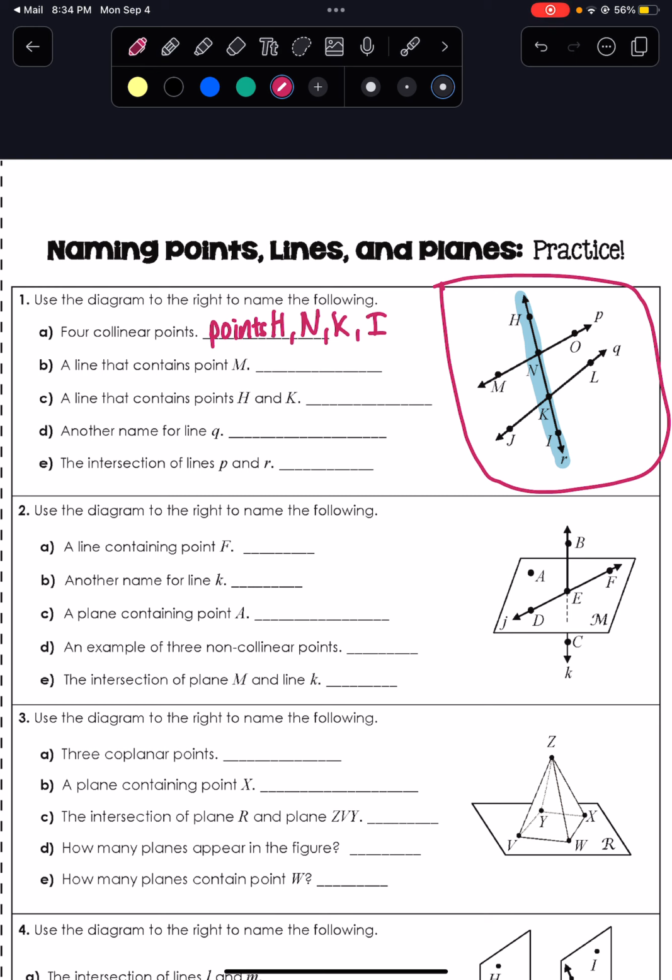Okay. Next question is what line or a line that contains point M? So what I'm going to do is find point M. I'll ask, all right, what line is this lying on? The line I see it's lying on is this one. And if you see right here, that tells us what the name of the line is, that lowercase letter next to the line, and that would be line P.